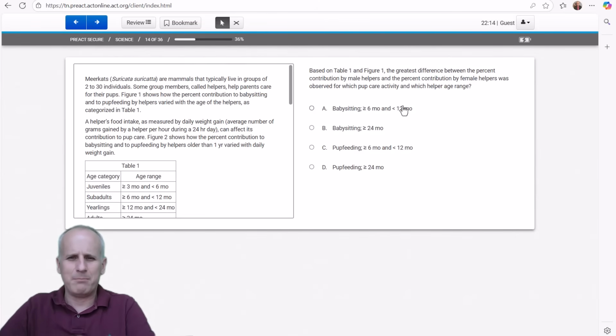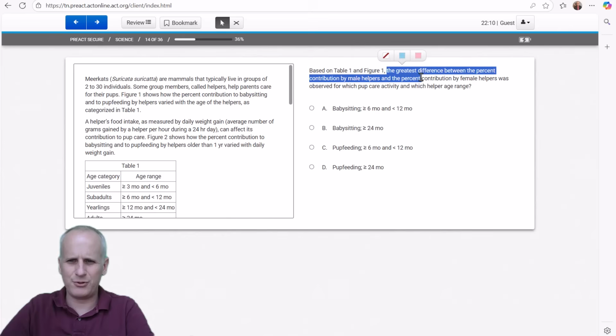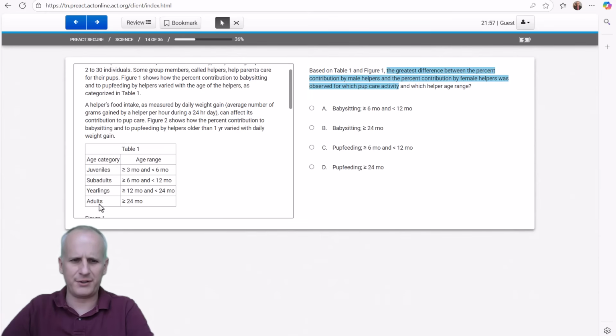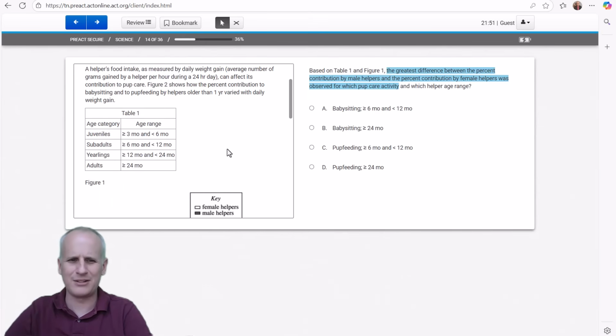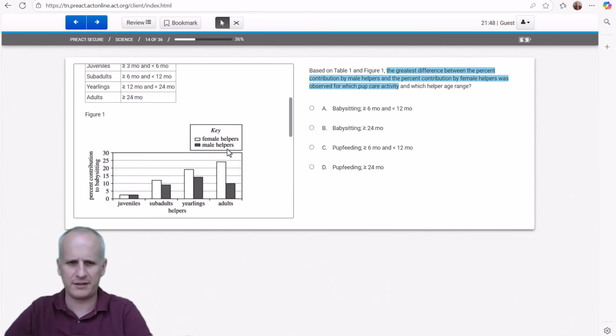Here we've got, based on table 1 and figure 1, the greatest difference between the percent contribution by male helpers and the percent contribution by female helpers was observed for which pup care activity and which helper age range. So hopefully we just know that juveniles are the lowest, subadults are going to be 6 to 12 months, yearlings are going to be 1 year old, and then adults are more than 2 years old. So I hopefully don't have to go back up to table 1 once I figure that out.